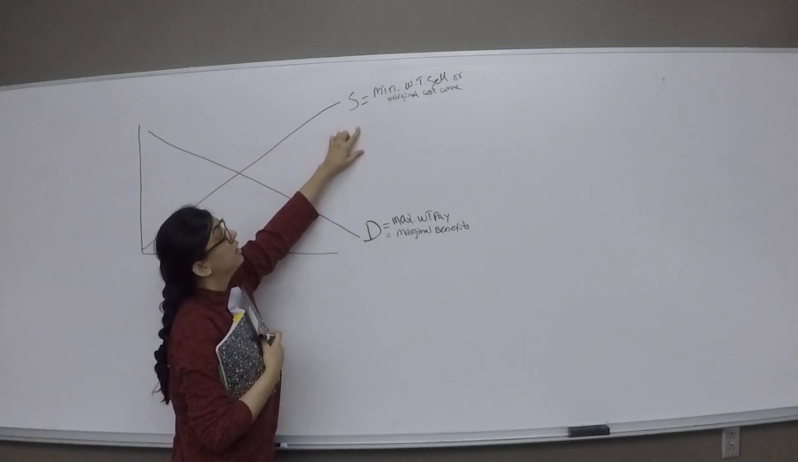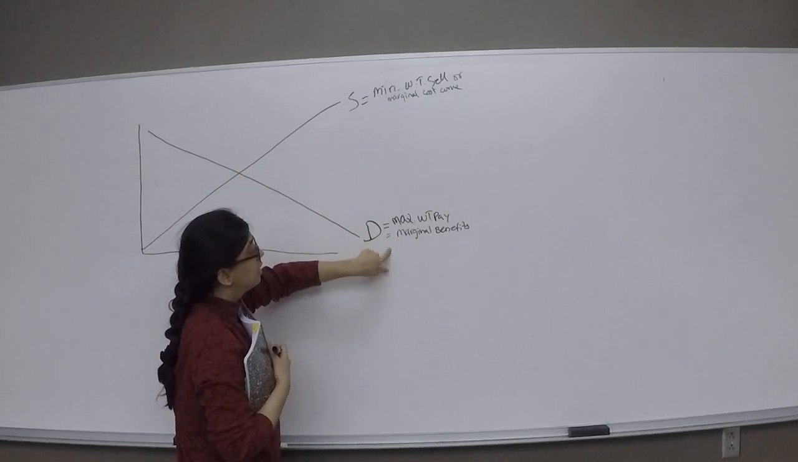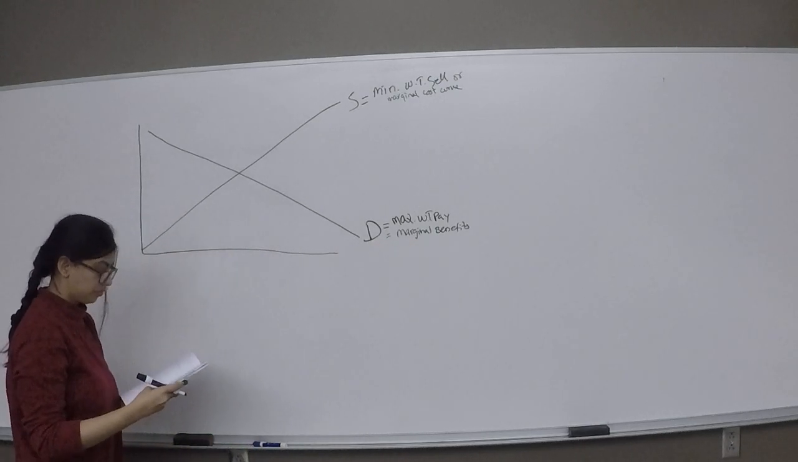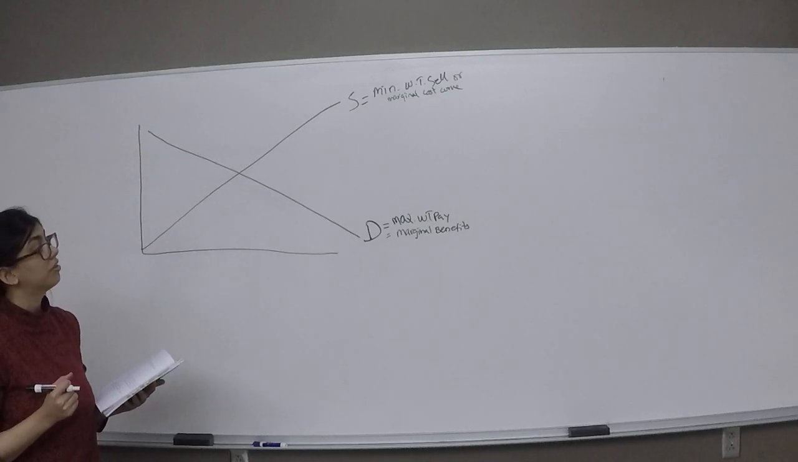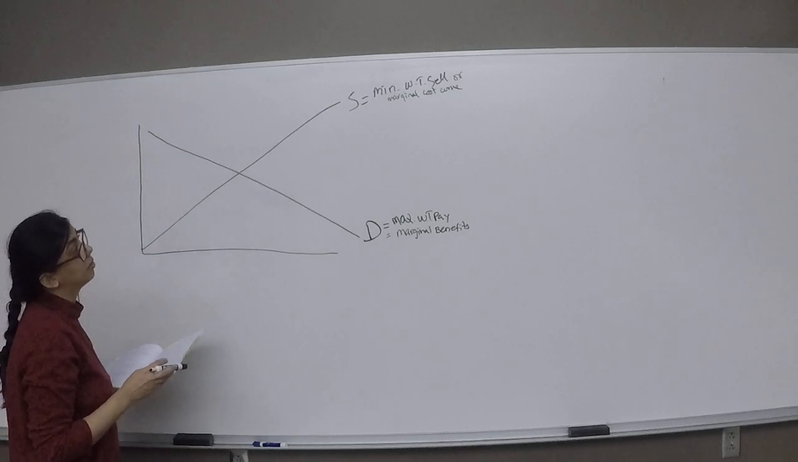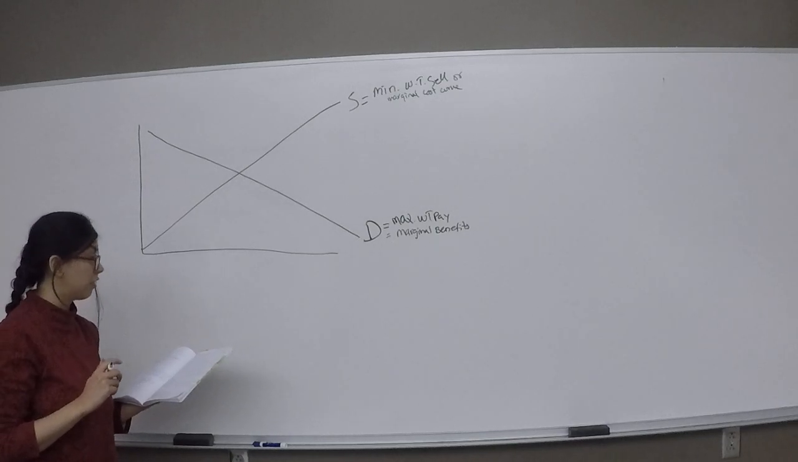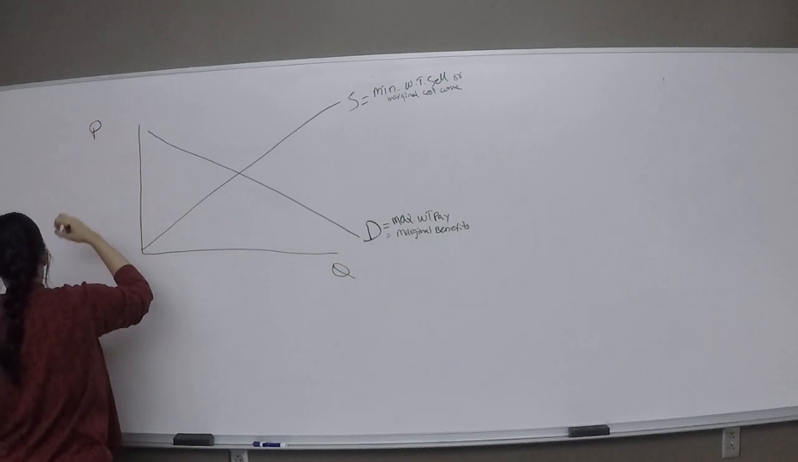So supply is made up of minimum willingness to sell amounts, and demand is made up of maximum willingness to pay amounts. Does that say marginal cost curve? Marginal cost curve. Oh, curve, sorry. Curve, yeah. Supply is your marginal cost curve, and demand is your marginal benefits curve. This is again your quantity, your price.